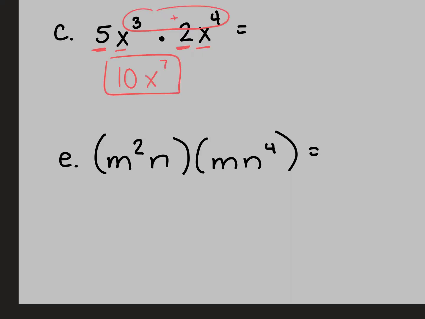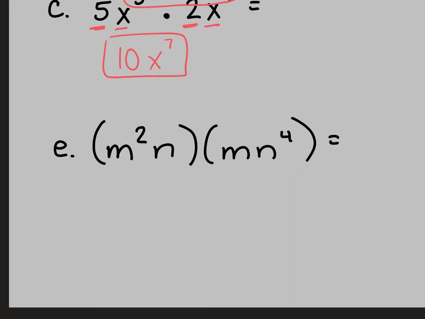Okay, let's take a look at E. So when I'm multiplying, if I have parentheses and no exponent on the parentheses, nothing being multiplied out front, I don't have to distribute anything here. So I can just get rid of the parentheses. It's m to the second power times n times m times n to the fourth power.